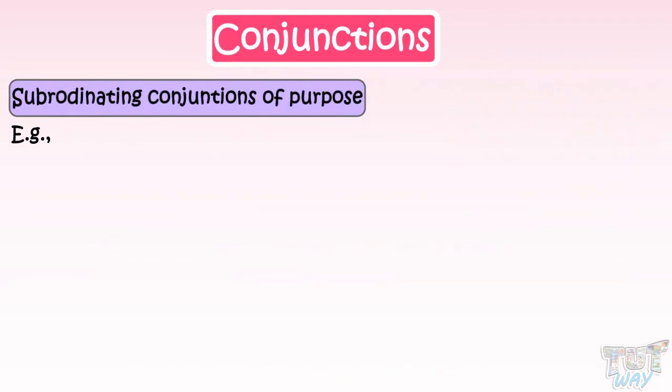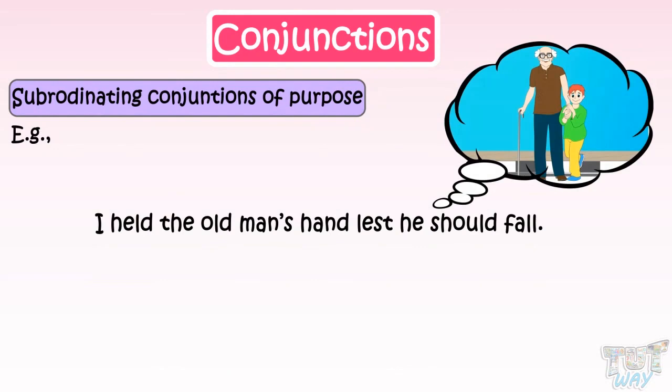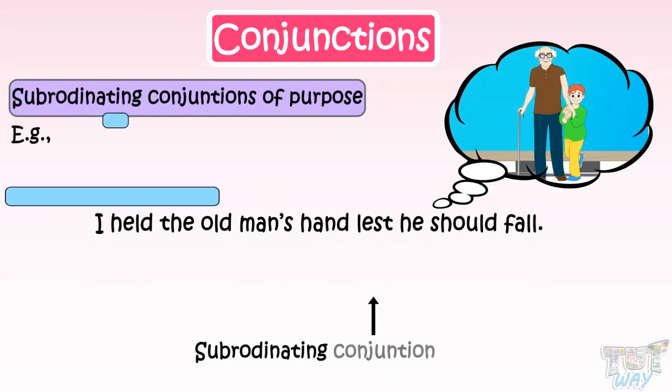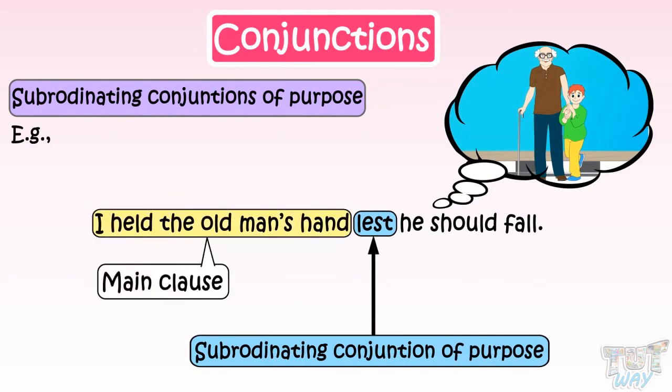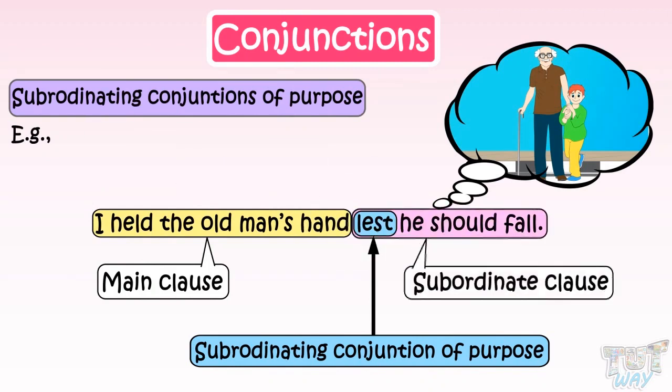Next example. I held the old man's hand lest he should fall. Here, lest is a subordinating conjunction of purpose, as it is connecting a main clause, I held the old man's hand, with a subordinating clause, lest he should fall, and it is also indicating the aspect of purpose.